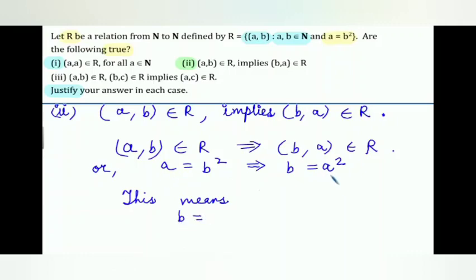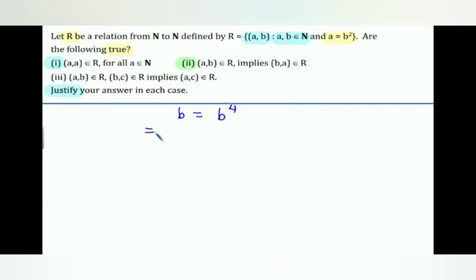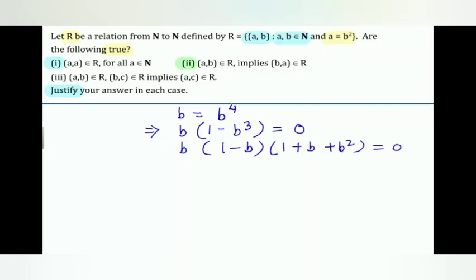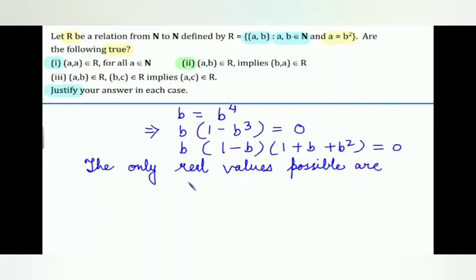So b = a², or a = b². That's why b = b⁴. So b - b⁴ = 0, and taking b common, b(1 - b³) = 0. The a³ - b³ formula is (a - b)(a² + ab + b²) = 0. So here, considering only the real possible values, b = 0 and b = 1.